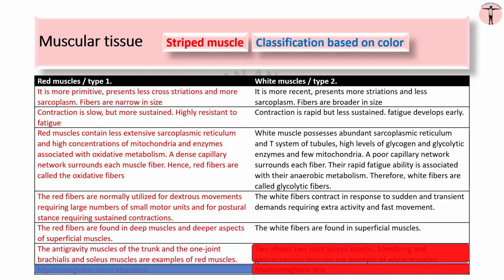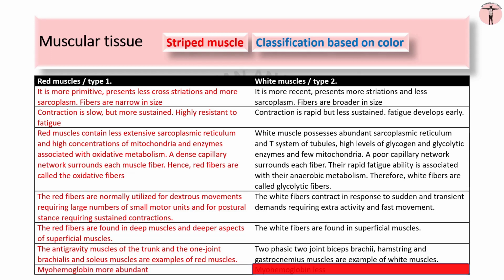The anti-gravity muscles of the trunk and the one joint brachialis and soleus muscles are examples of red muscles. Two-phasic, two-joint biceps brachii, hamstring and gastrocnemius muscles are examples of white muscles. Myohemoglobin is more abundant in red muscle. Myohemoglobin is less in white muscle.